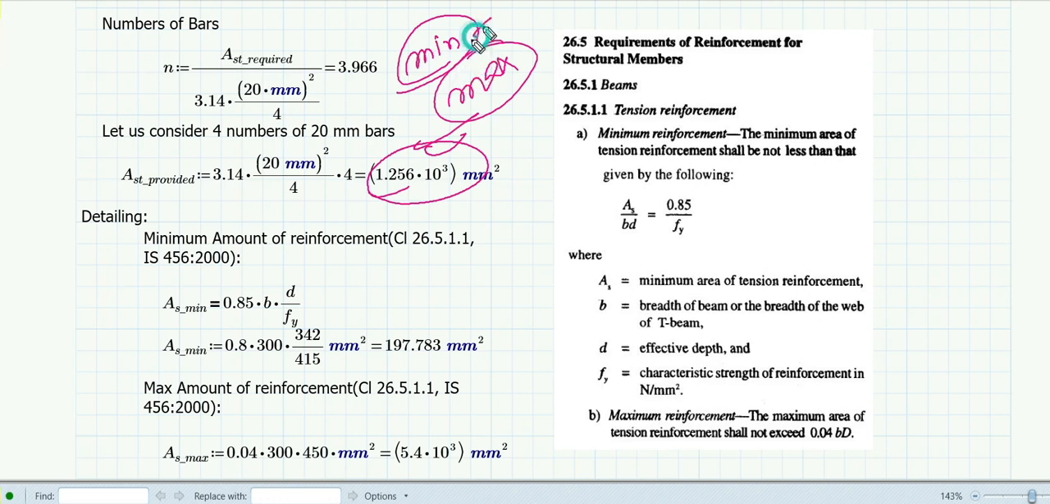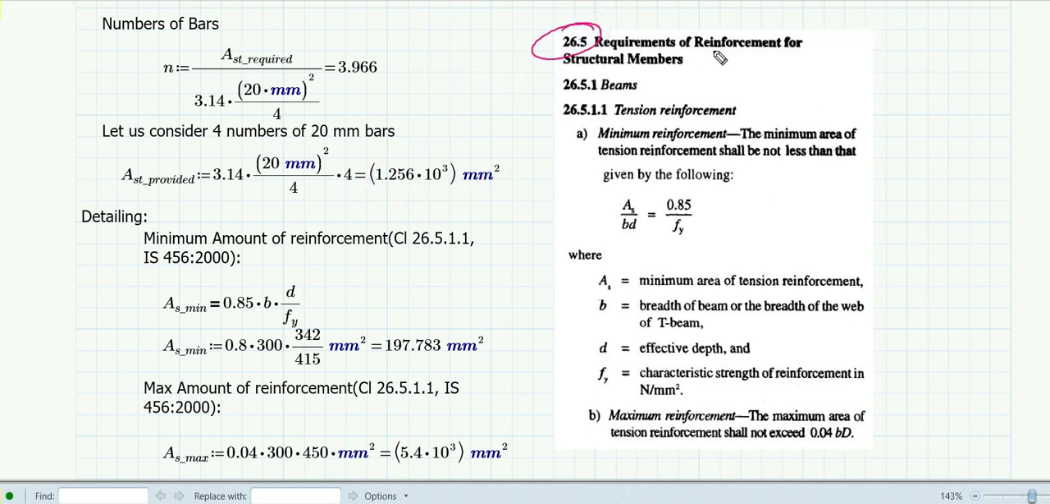There are some provisions in the IS code which dictate what is the minimum amount of bar and what is the maximum amount of bar. For this you can refer to clause 26.5. It is for requirement of reinforcement for structural members. For beams, tension reinforcement, so whatever we are calculating, these are tension reinforcement, not compression. We will be providing this reinforcement at the tension zone, where there will be tension.